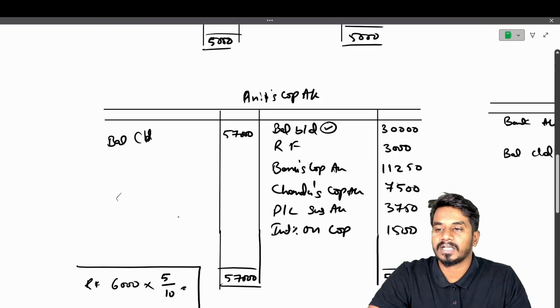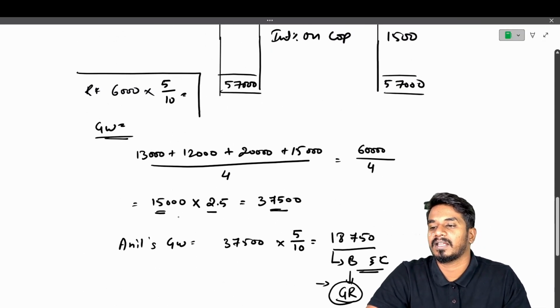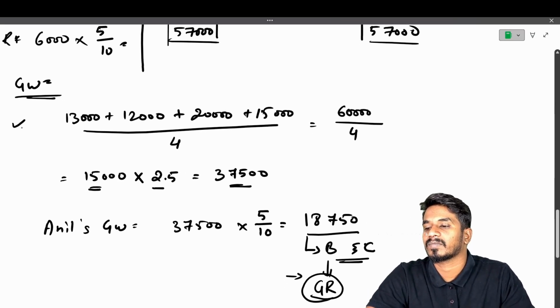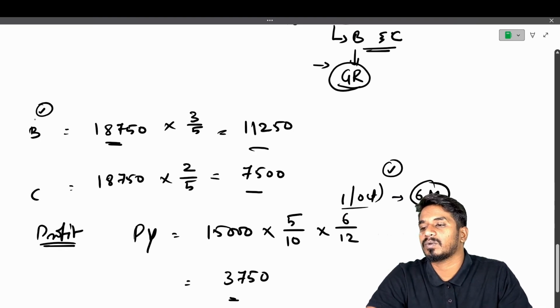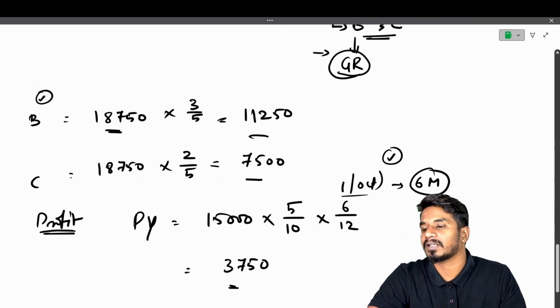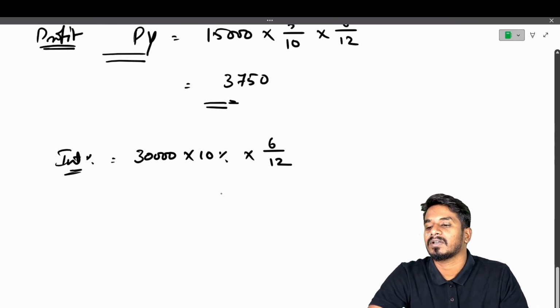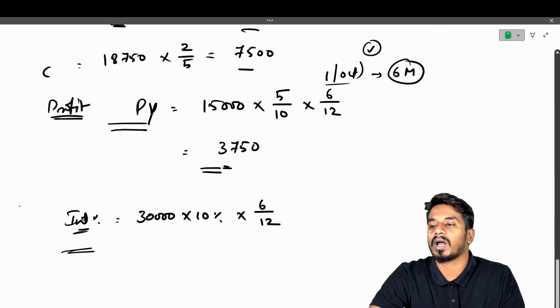So note it down. We have prepared the revaluation account, and then we have calculated goodwill, and again we have calculated the goodwill compensation by continuing partners, and we have calculated profit and interest on capital. So I hope you understood very well.